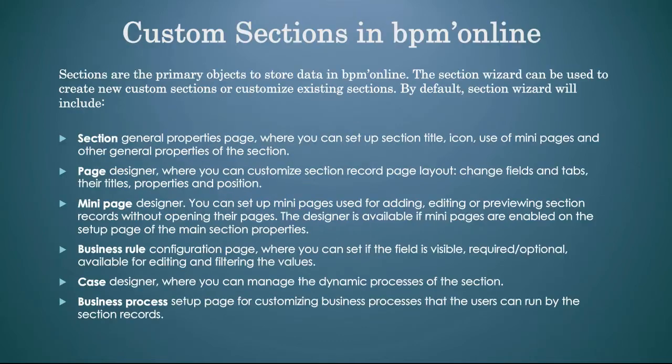So, custom sections in Bpm'online. Sections are the primary objects where you're going to store your data in BPM. The section wizard can be used to create these new sections or customize existing sections. We're going to see both use cases today.